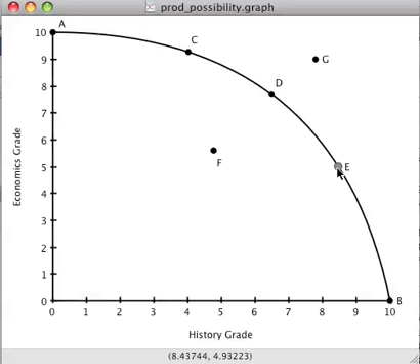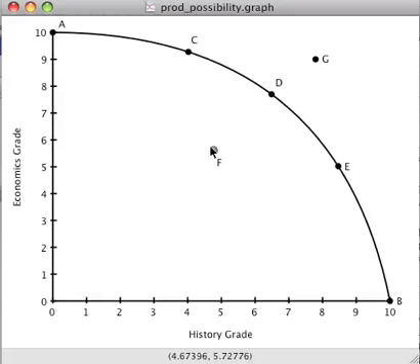Point E down here is kind of the reverse. Quite a high score in history, not very good in economics. And point D is in the middle someplace. Kind of roughly, it's not quite the same as I look at it, maybe a score of 8 in economics and 7 or so in history. Still somewhere in between. Now in this graph, the other thing we want to look at are the two remaining points.